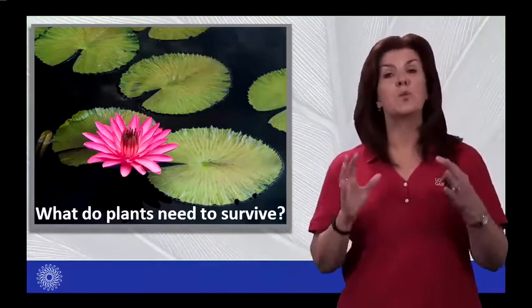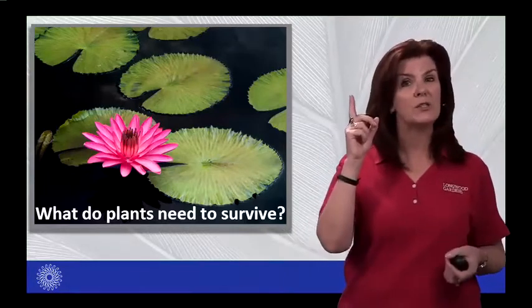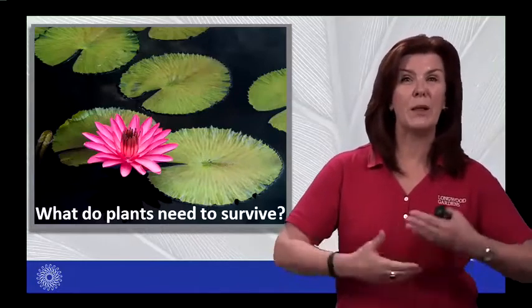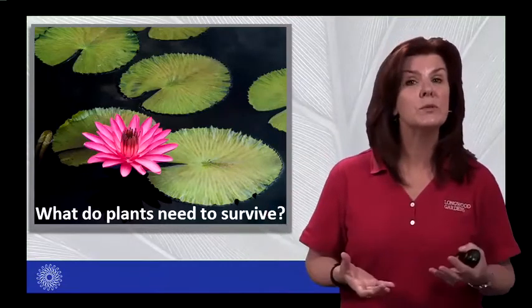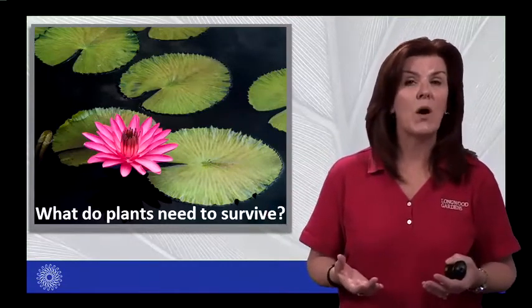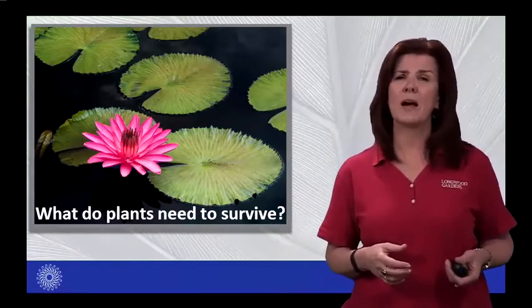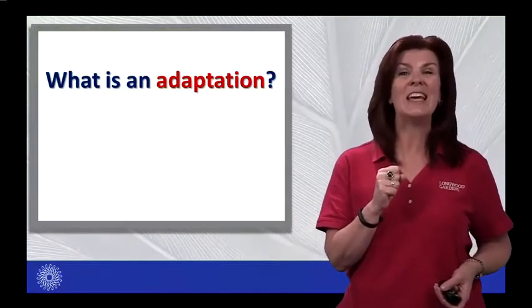But think about this. What if a plant's leaves could not reach sunlight? We know that's so important for photosynthesis, for the plant to be able to make its own food. What if a plant's roots couldn't reach any water or food? What's going to happen? Well, that plant is probably going to die off, or it's going to find a way to change itself in order to survive.